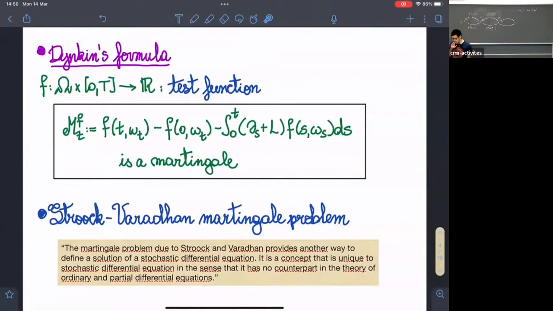And this is the important thing, this is a sort of change of paradigm by the so-called Stroock-Varadhan martingale problem. So the Stroock-Varadhan martingale problem tells you the following: that a process, omega t, is a Markov chain if and only if all these guys are martingales.